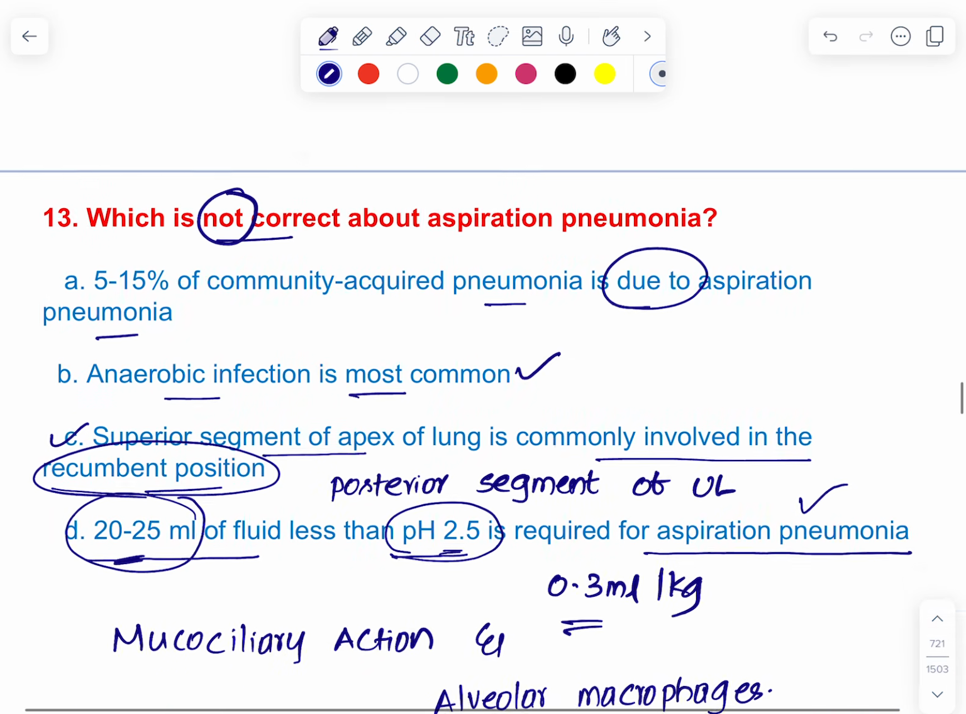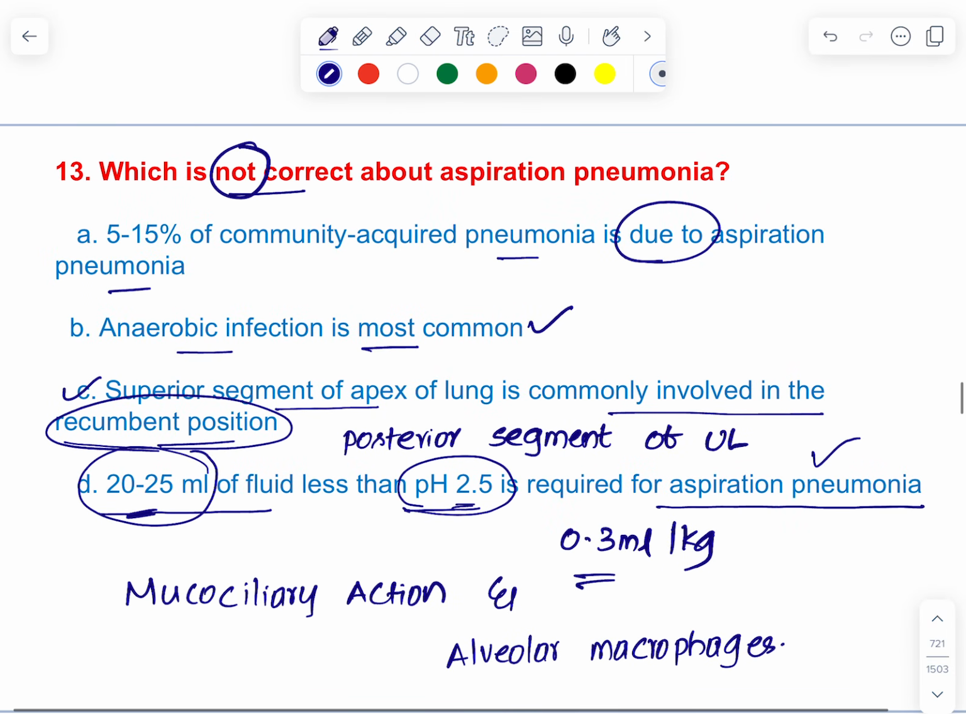All right. So the answer here is: 5 to 15% of community acquired pneumonia is due to aspiration pneumonia, is correct. Anaerobic infection is most common, that is also correct. And superior segment of the apex of the lung is commonly involved is a wrong statement. It is the posterior segment of the upper lobe which is commonly affected. And even the fourth point is also a correct statement. All right. Next question.